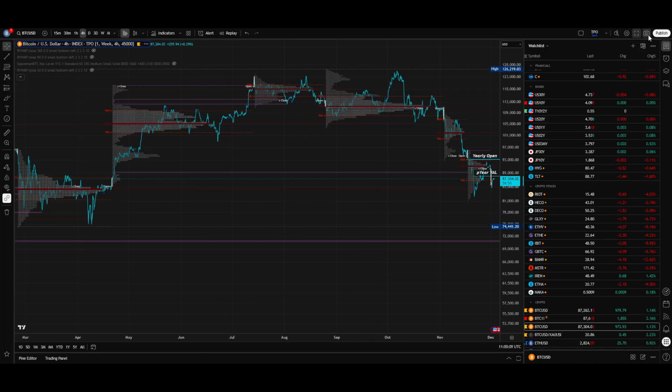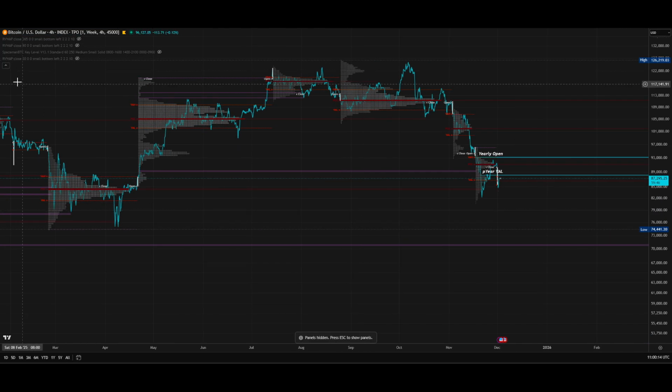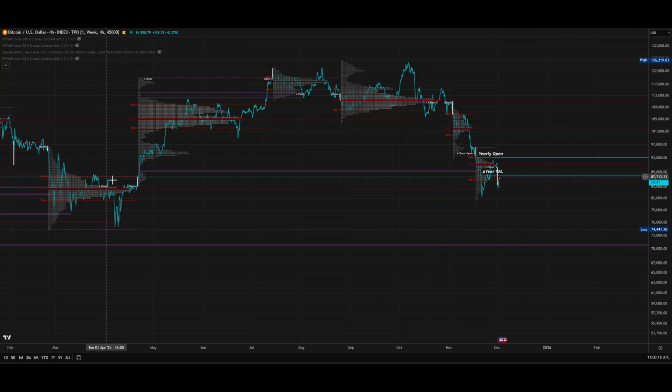Can I actually full screen this? And there we go. Does it let me? Oh no, I don't know the keybinds for TradingView.